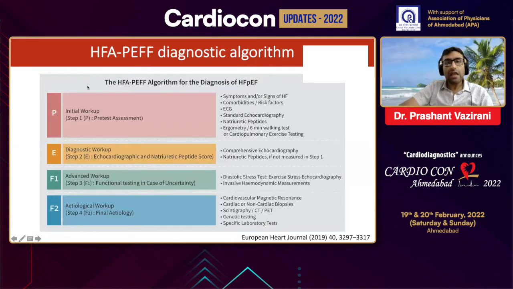The other thing is the HFpEF algorithm should be followed in all patients of HFpEF, in which the first step, pre-assessment, is signs and symptoms of heart failure, comorbidities, ECG, echo; natriuretic peptide should be measured. The second step is diagnostic workup, in which echo and natriuretic peptide, if not measured, have to be measured. The third step is functional testing in case of uncertainty, in which diastolic stress test and invasive hemodynamic measurements can be done in selected patients in whom you have doubt. And the final step is etiological workup, like CT, MRI, PET.